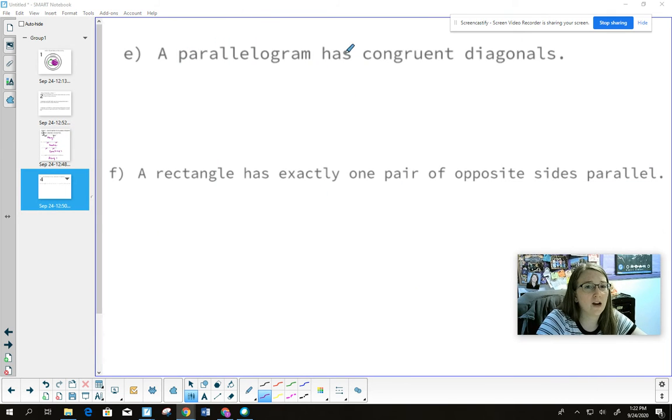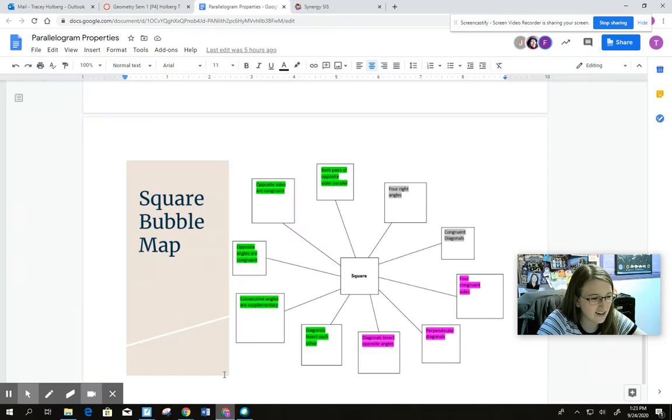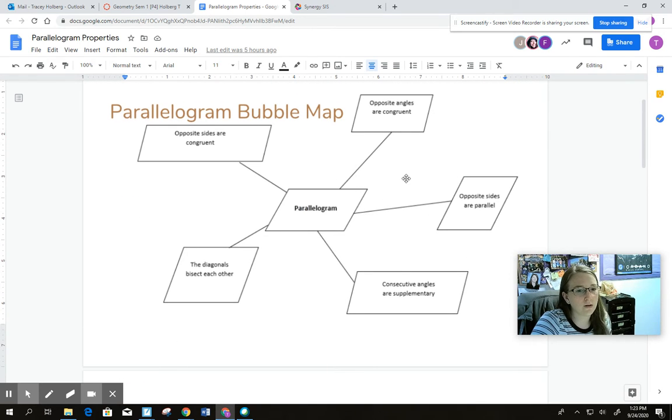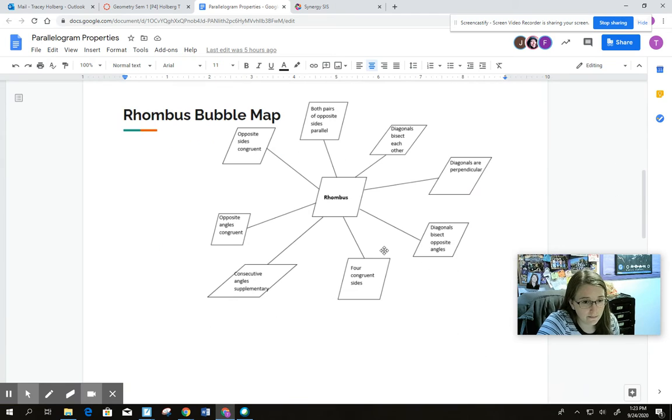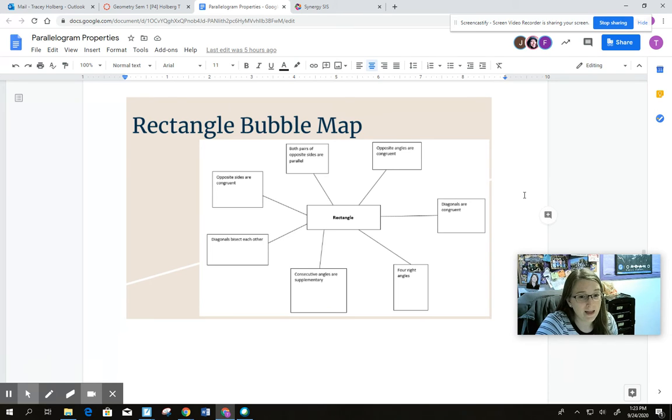So now we have a parallelogram has congruent diagonals. Let's go ahead and look at the properties. Let's look at parallelogram. Do we have congruent diagonals listed as a property? No, we don't. However, let's see where it is listed. Do we have congruent diagonals listed here on a rhombus? Nope, we don't. Let's check rectangle. Do we have congruent diagonals listed here? Yes, we do. In a rectangle, diagonals are congruent.